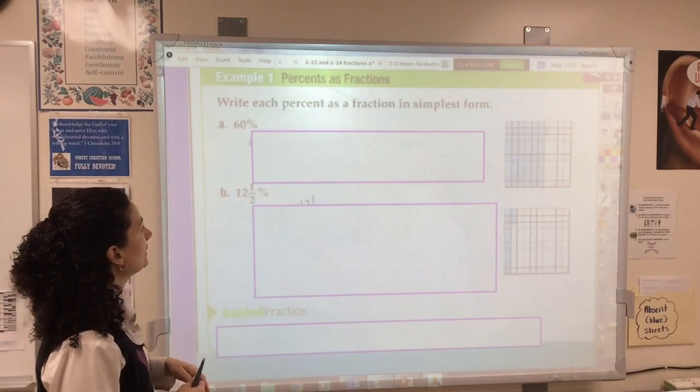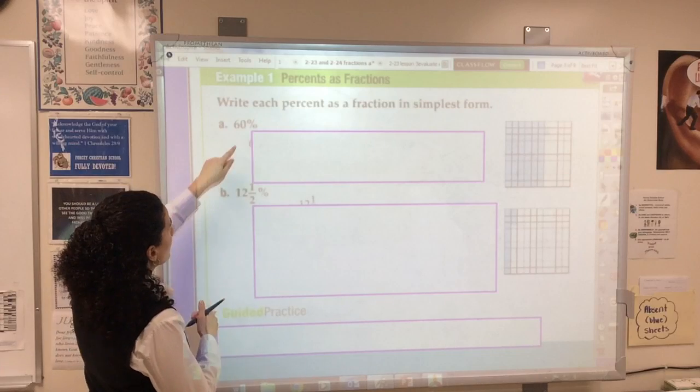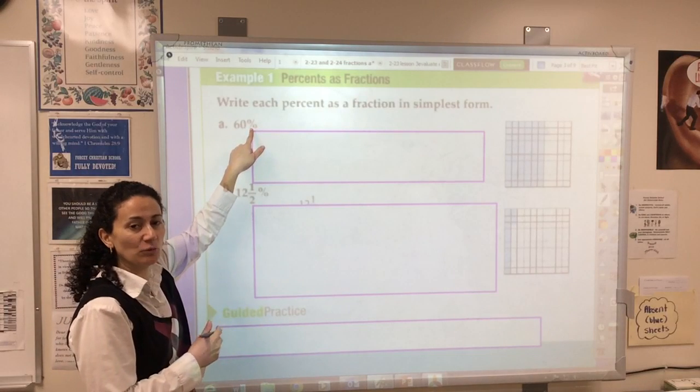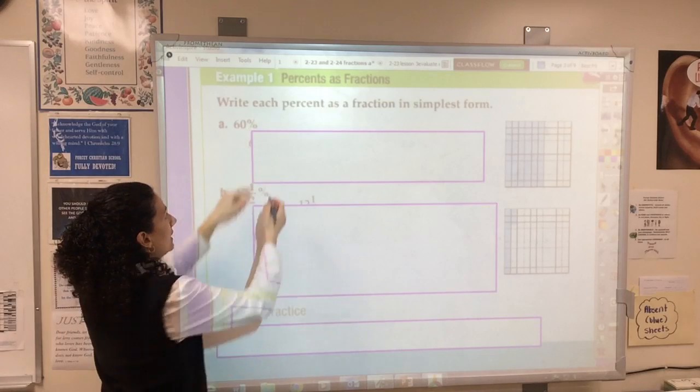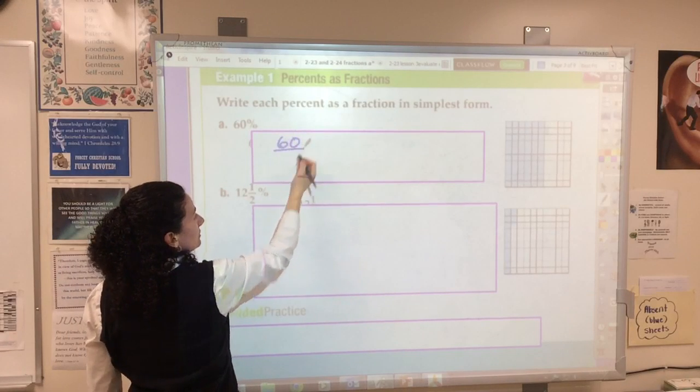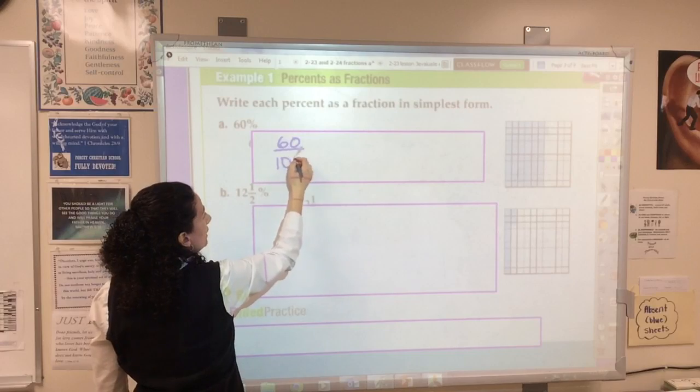So this first example here is 60%. First thing I'm going to notice is it's a percent. And the word percent means out of 100. So 60% means 60 out of 100.